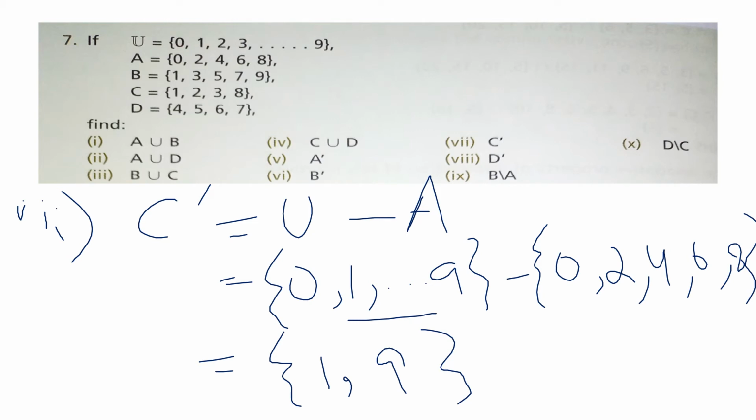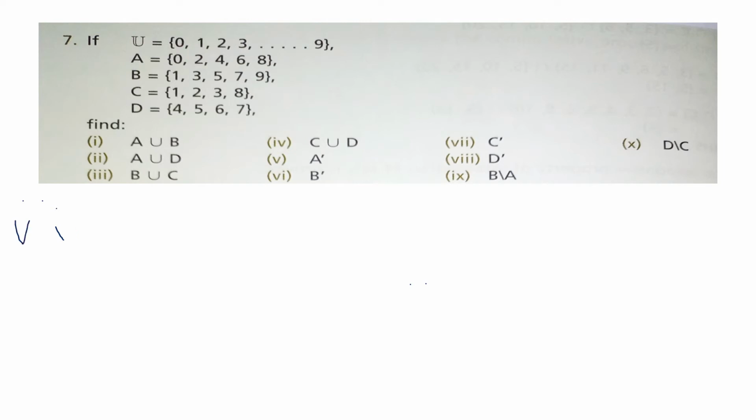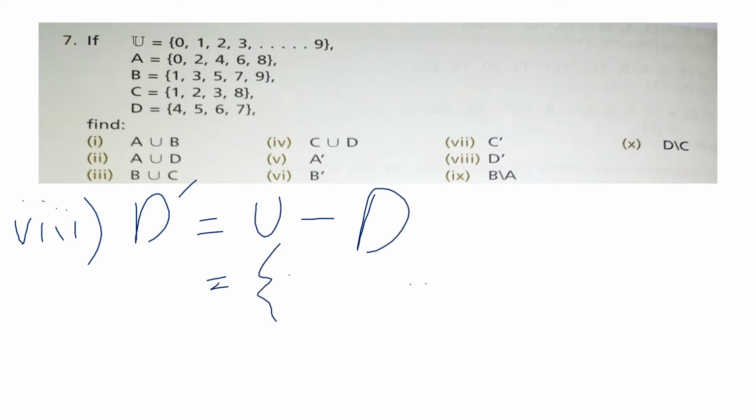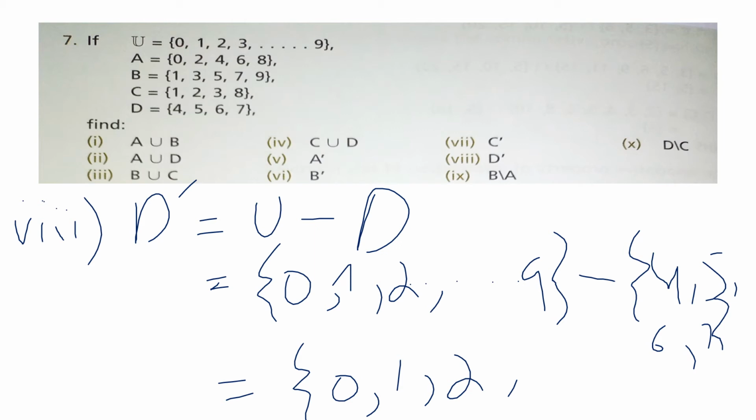Now you have to find D complement. So let's take the difference of D from the universal set. D complement is U minus D. U is again 0, 1, 2, 9 minus D, which is 4, 5, 6, 7. The universal set will be 0, 1, 2, 3, 6, 7, 8 and 9. So this is 0, 1, 2, 3, 8 and 9. So this is D complement.